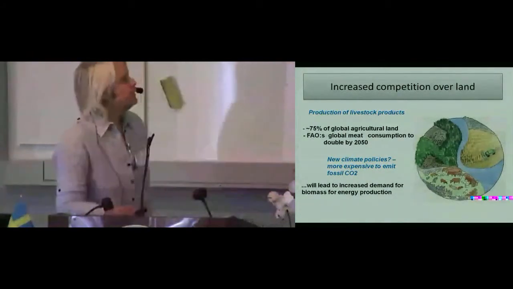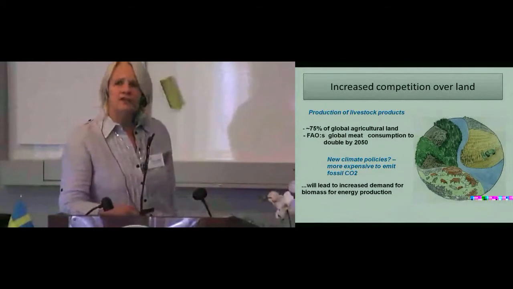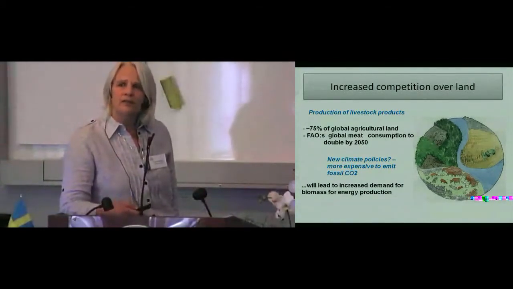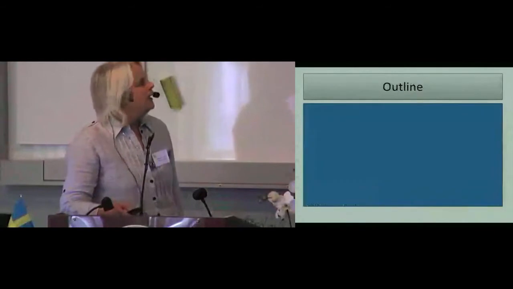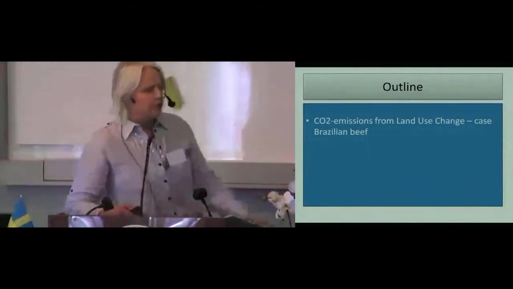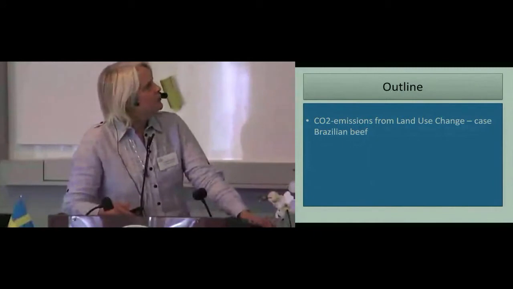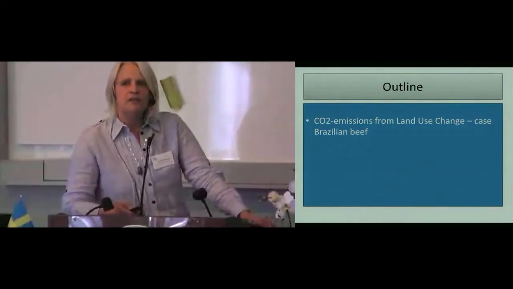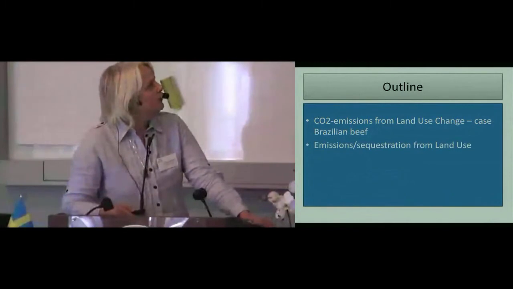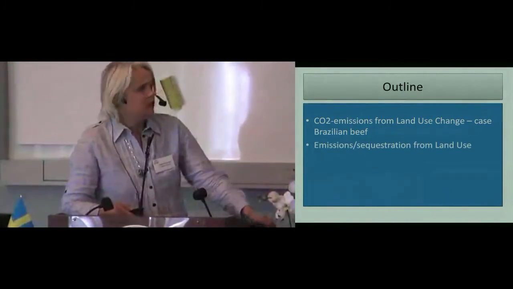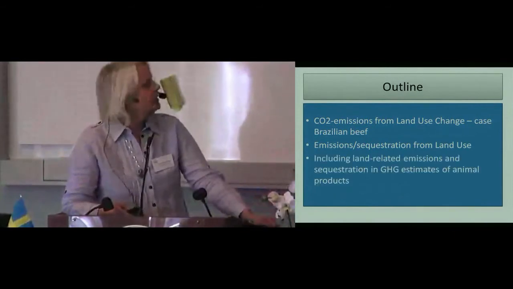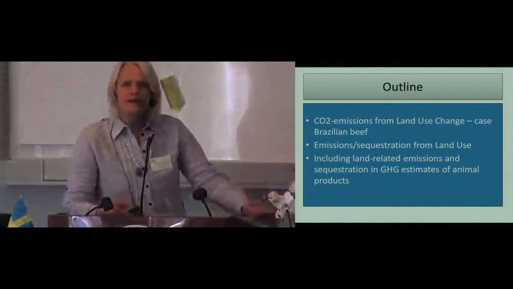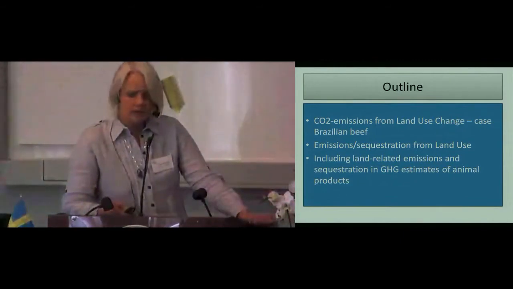And I will talk a bit about the difficulties and the challenges when you are going to include the effects of land use, occupation and transformation when you do carbon footprinting to find the best alternative. I will give you an example from research I have done to look at land use change emissions from the cattle in Brazilian beef, and then talk about emissions and sequestration from land use, which is basically following up on what Keith has talked about, and just giving you some idea of how much this can be in a carbon footprint of animal products.